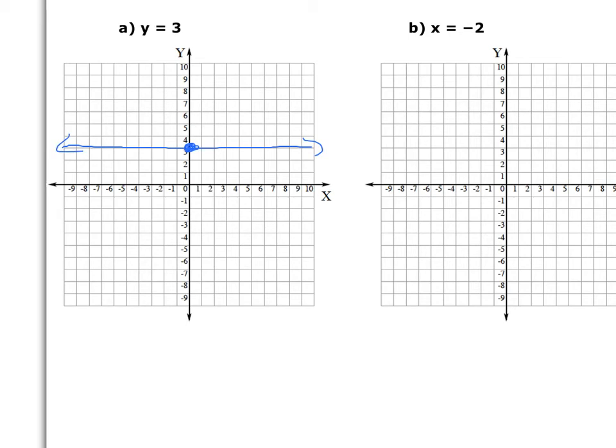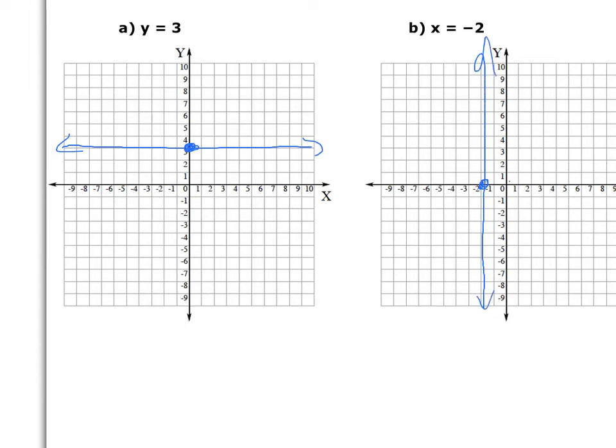Likewise, if you try example B, so pause it, try example B, but it should take you no time at all. If we look, where does x equal -2? Well, we start at 0 and we go left 2 and we plot our point. Again, x equals a number produces a vertical line, so that's where x is equal to -2.